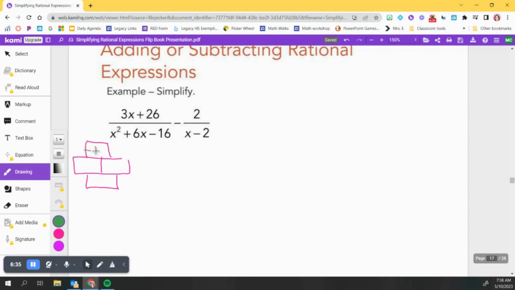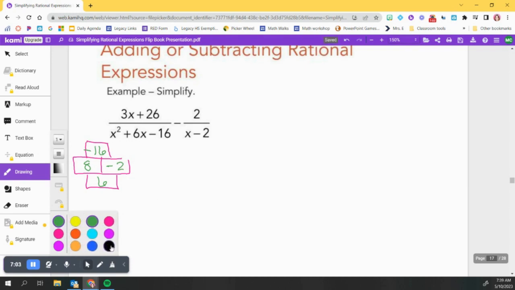Okay, top box in this case is negative 16, bottom box is 6. All right, so I need 2 numbers that would multiply to give me negative 16 and add up to 6. So what times what gives me negative 16? Do those same 2 numbers add up to 6? 8 and negative 2. 8 and negative 2.